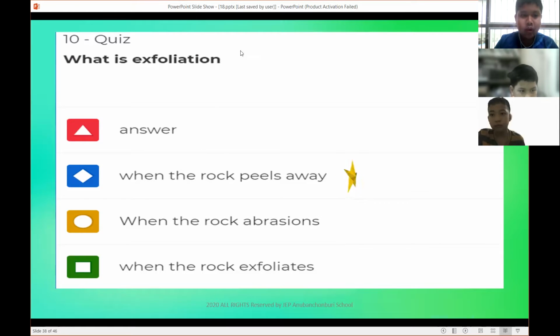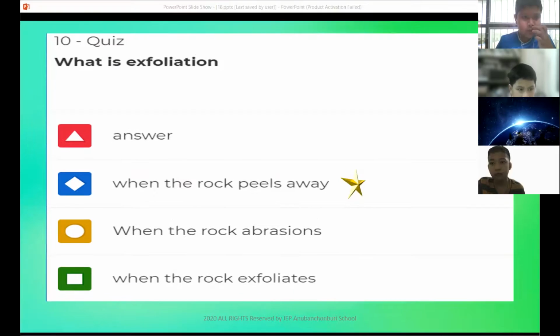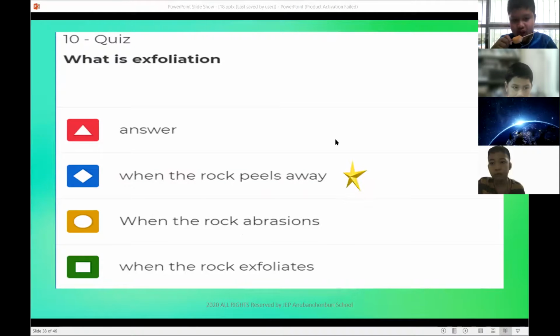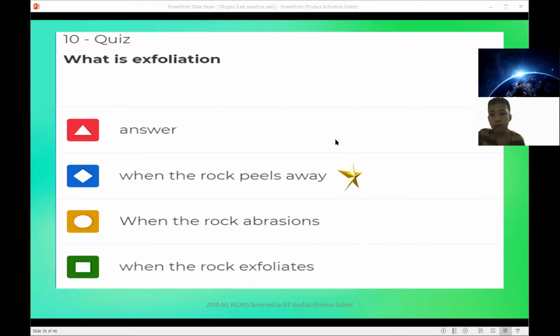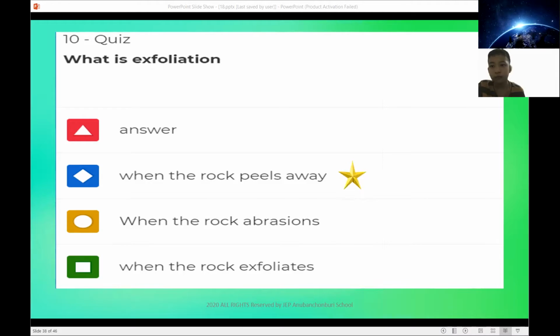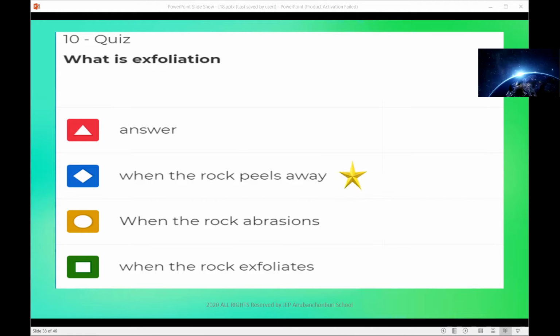Who got 10 over 10? Anybody got 10 over 10? Raise your hand. Okay, so nobody. Who got 9? Okay, 6 people got this correct. Wait, I need to reply here. At this point in time, I'm requesting all of you to be quiet. Those who got 8, can you raise your hand? Okay, 3, 4. Those who got 7 points.